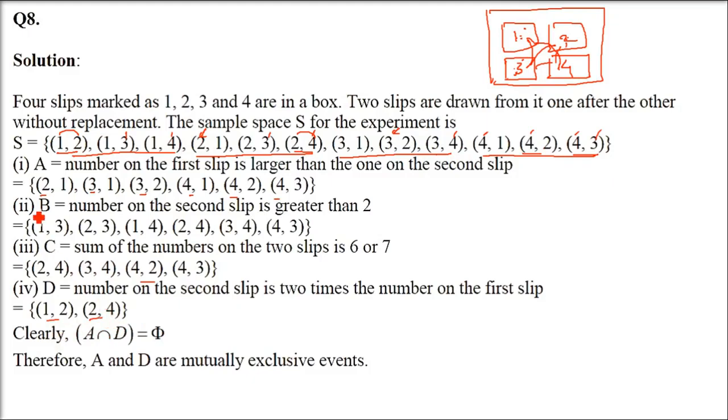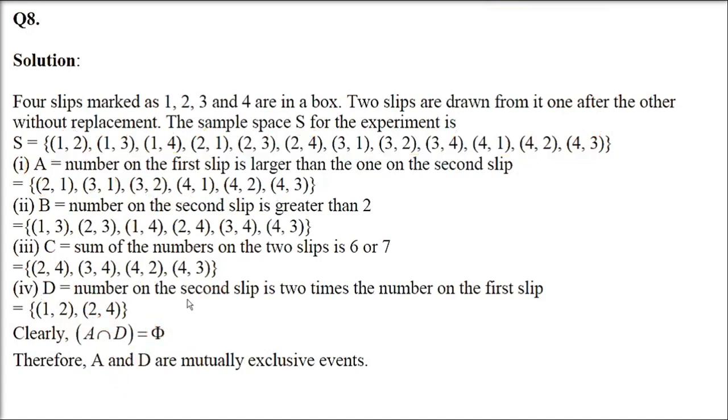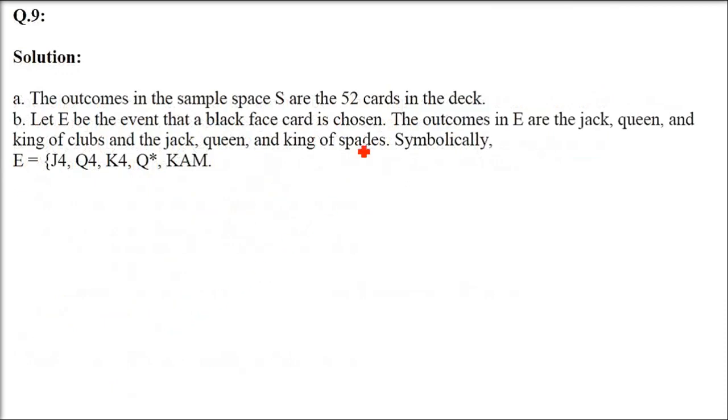Now, which pairs of events are mutually exclusive? This is also asked. Take A and D. If you take the intersection, there is nothing common. Or you can check 1,2 and 2,4 and see where they come. They are not coming in A. D is not coming in A. So this is the answer.